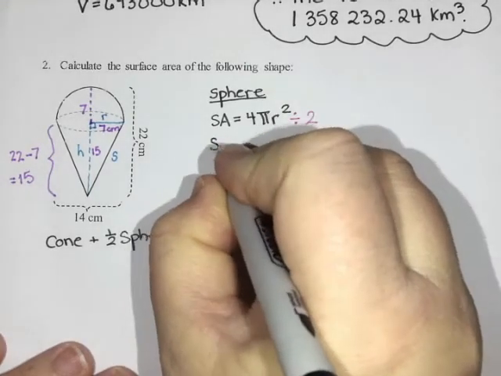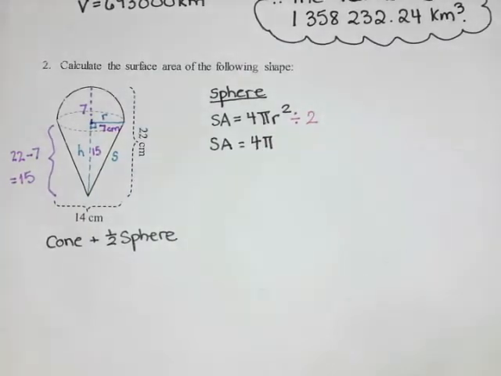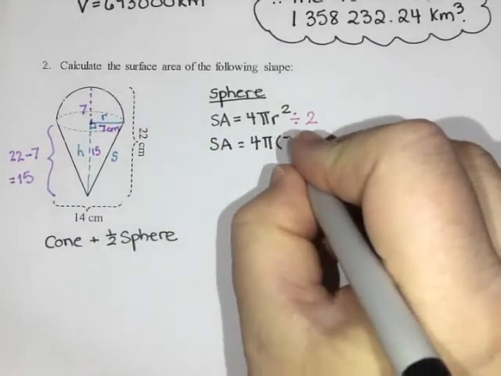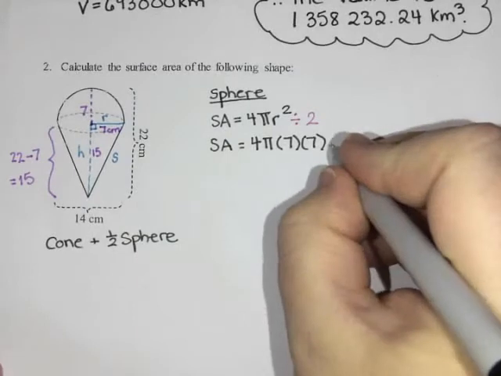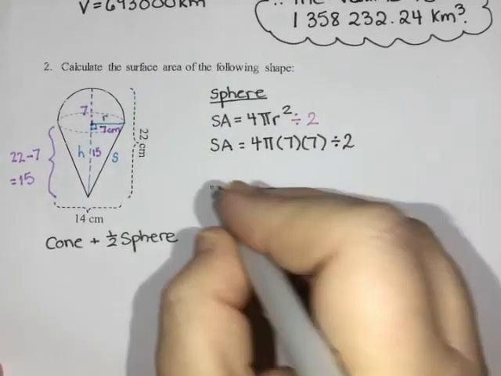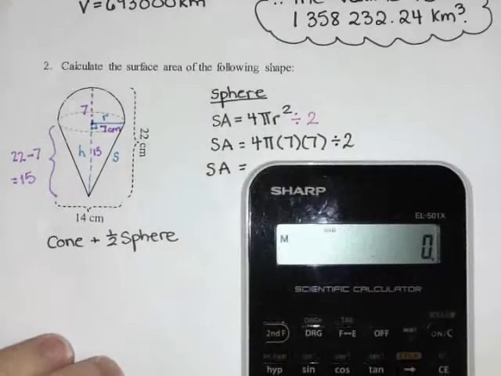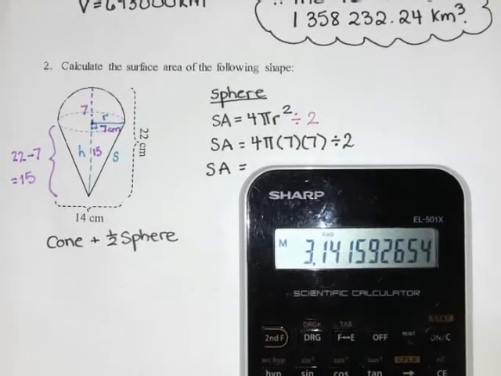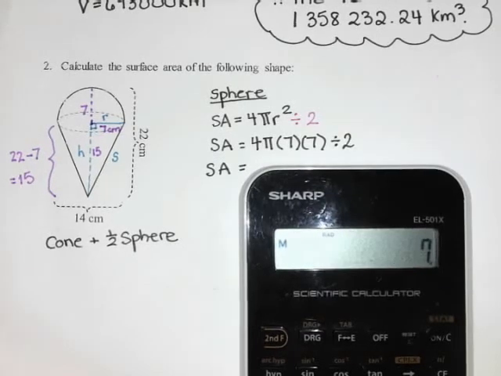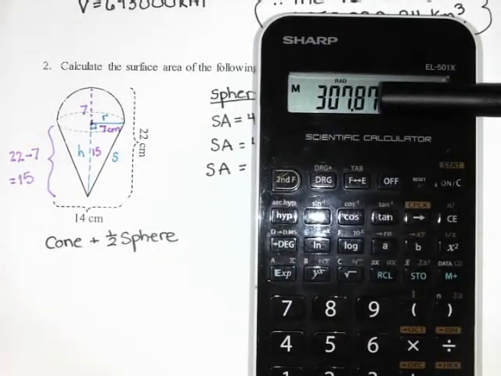Okay, so 4, I'm going to leave that. Pi, I'm going to use the pi button on my calculator. And then r, we already said was 7. So 7 squared is 7 times 7, so I'm going to write it down as 7 times 7. You could leave it as 7 squared, and then that is divided by 2. Alright, I'm going to use my calculator. So 4 times pi. If you don't have a pi button, just use 3.14159, please. Times 7 times 7, and then divided by 2. And I get 307.87. I like 2 decimal places.